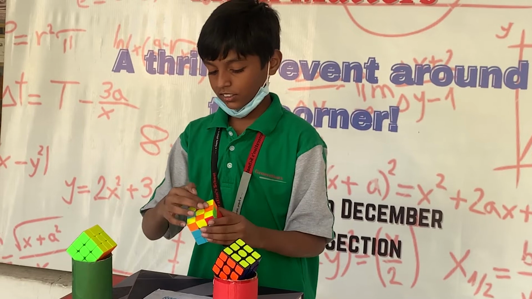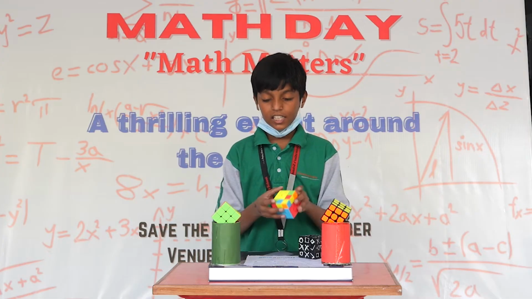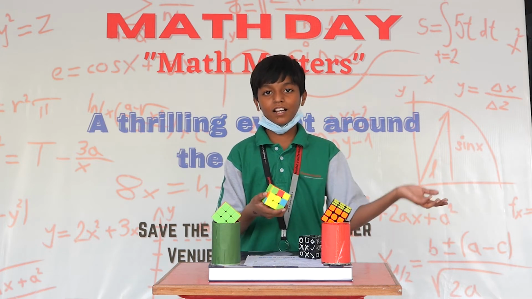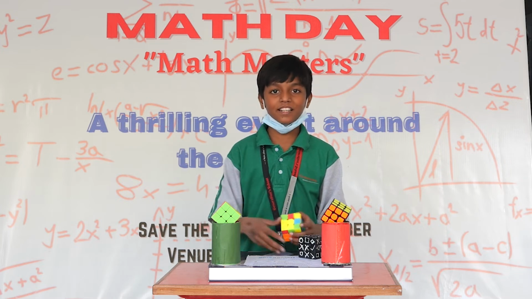Again, orange, the opposite of orange is red. So righty, lefty. If it was to the left, I would do it to the left first and then to the right. Then we can move on to the third layer, which we will explain later.